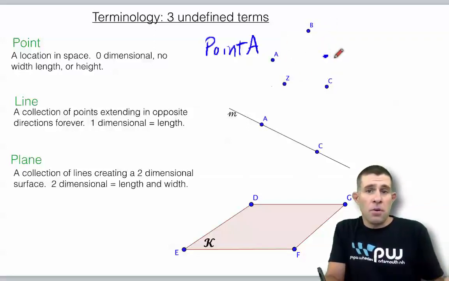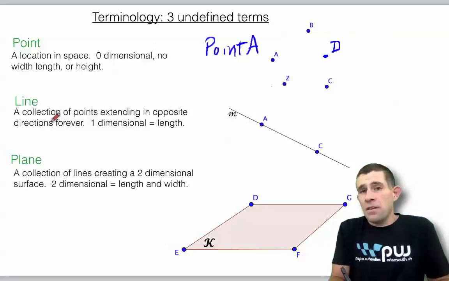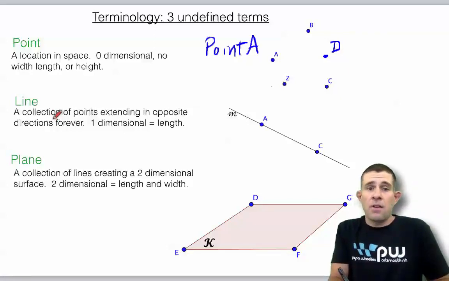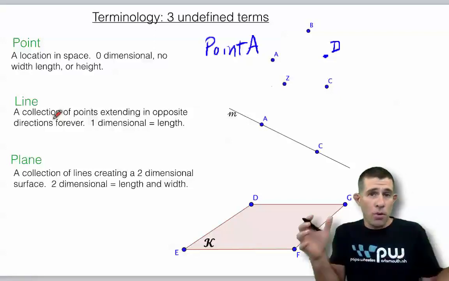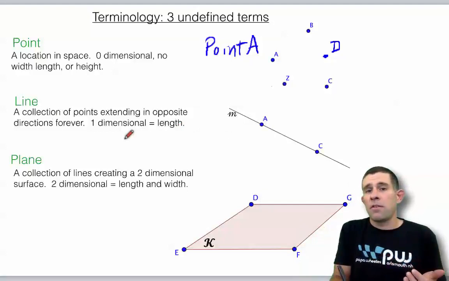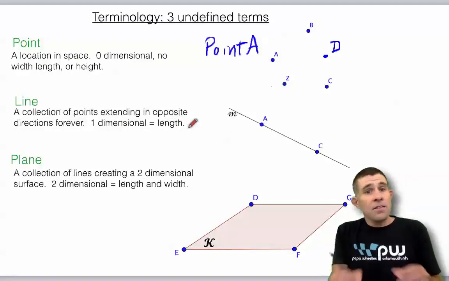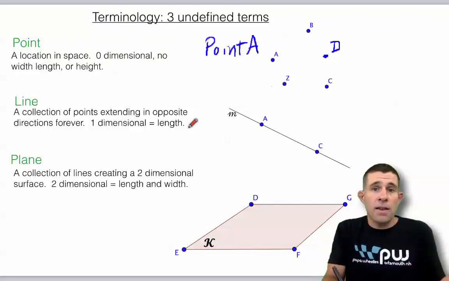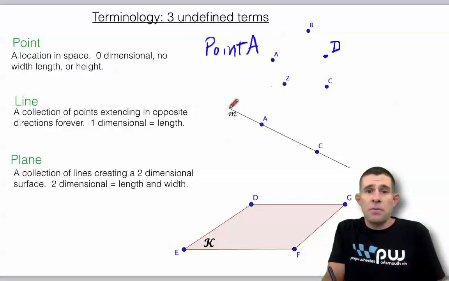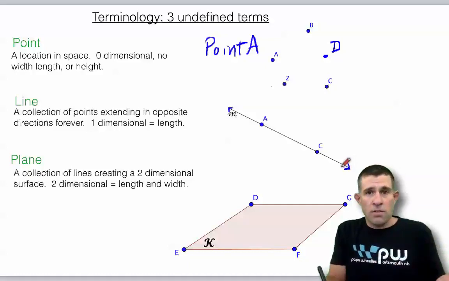Let's make an additional point here. We'll call this point D. All right, the next undefined term is line. Now, a line is a collection of points in a line that extend in opposite directions forever. In other words, they form a line. And this is considered one-dimensional. It has a length. You can measure a line's length. So here's an example. This is line AC. Now typically you'll see lines drawn with arrows on either end indicating that they extend in both directions forever.